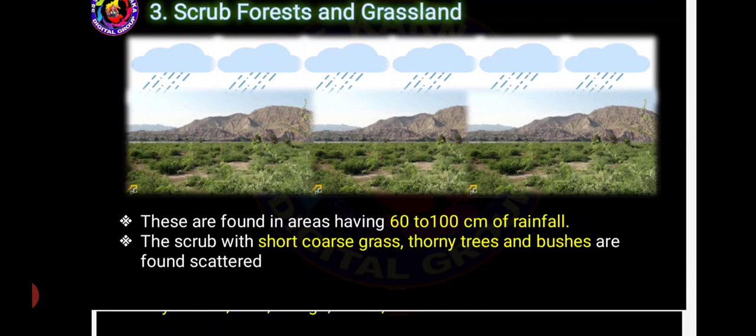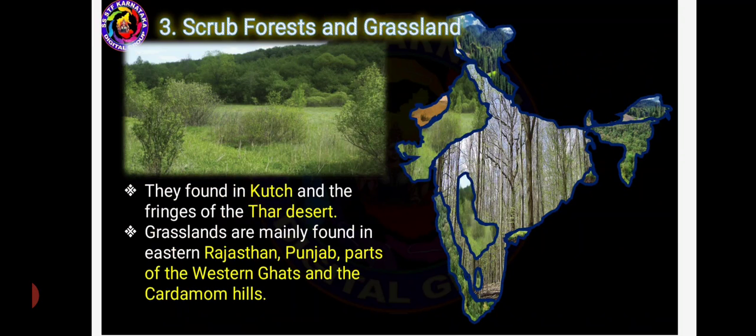Third type is scrub forests and grassland. These are found in areas having 60 to 100 centimeters of rainfall in a year. Here we find short, coarse or rough grass, thorny trees and bushes. They are found in Kutch and the fringes or edges of the Thar Desert, mainly in the states of Rajasthan, Punjab, parts of Western Ghats, and the Cardamom Hills.